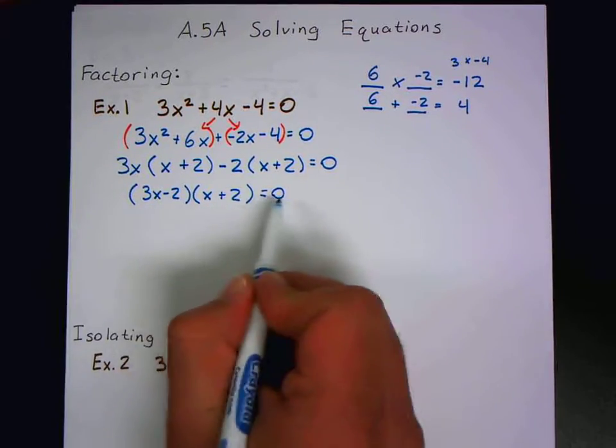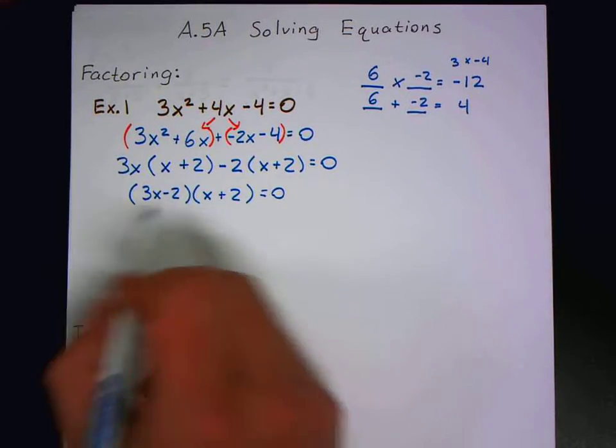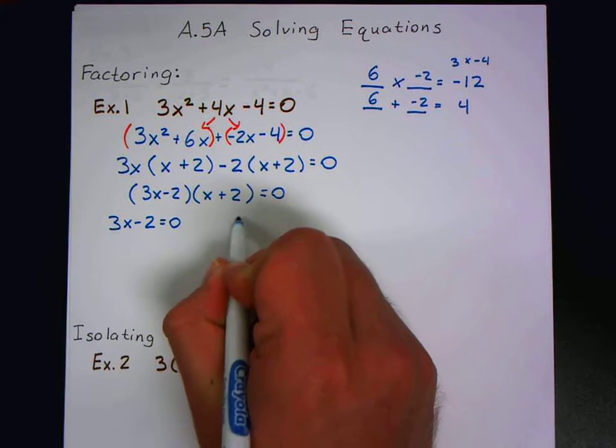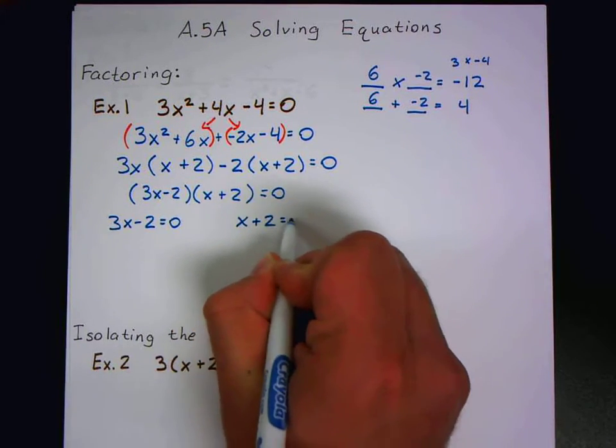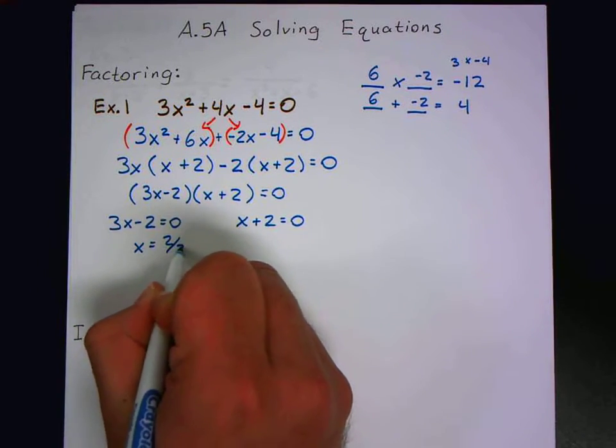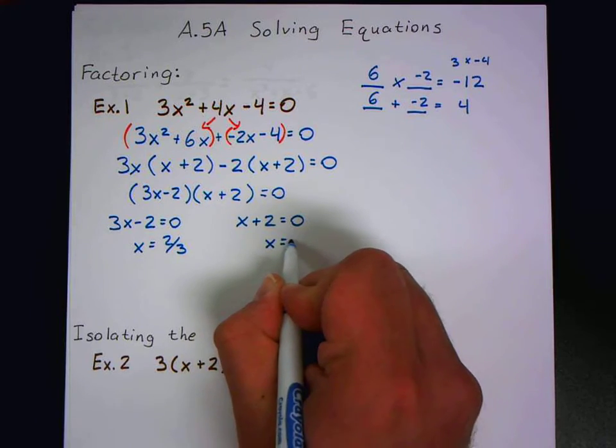Okay, so wherever you solve by factoring, you take each of your factors and you set them equal to 0. So this one's going to equal 2/3. This one's going to equal negative 2.